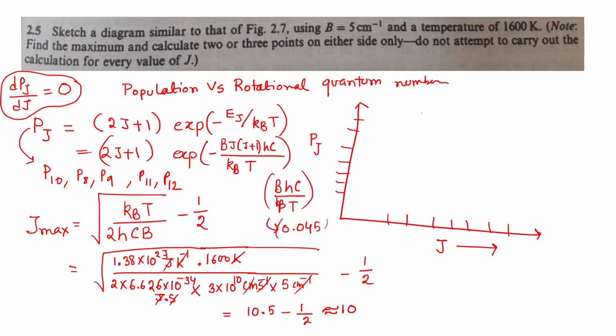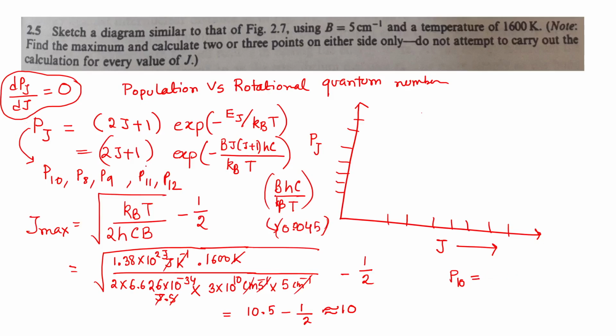So your joule got cancelled, your centimeter inverse got cancelled, your second and second got cancelled, and the temperature is also going to get cancelled. Yes, it is coming as 0.0045. So you calculate this, and then what is going to be your P10?